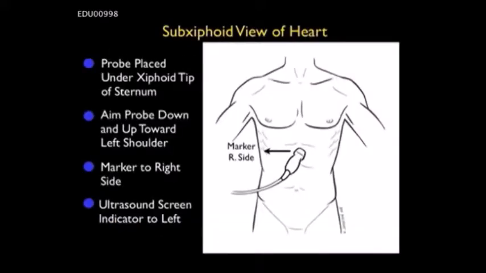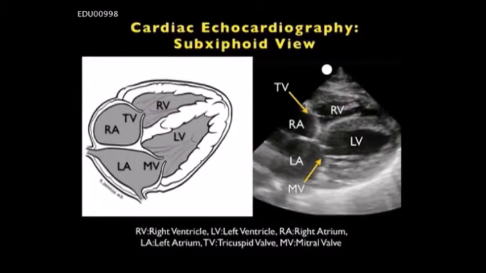The next cardiac imaging window that we'll discuss is a subxiphoid. Here the probe is placed under the xiphoid tip of the sternum, aiming the probe down and up towards the left shoulder. Now we want to keep the marker dot on the probe towards the right side of the patient, with the caveat that the ultrasound screen indicator is positioned to the left of the screen.